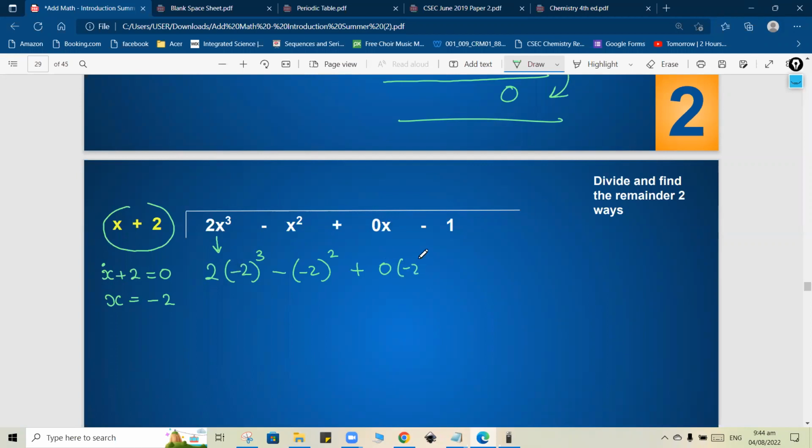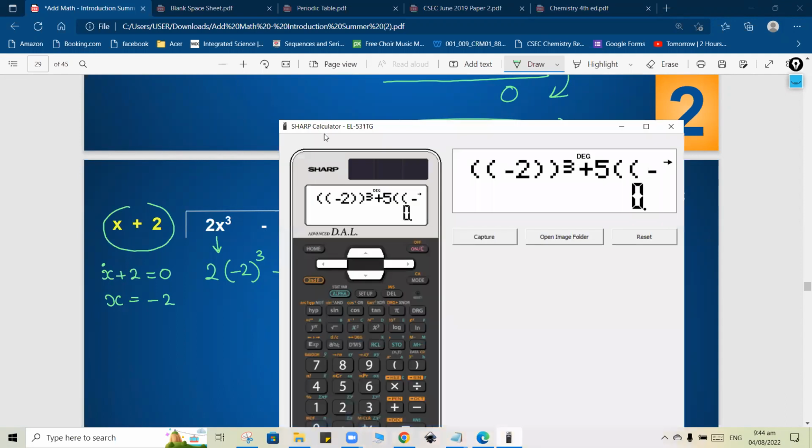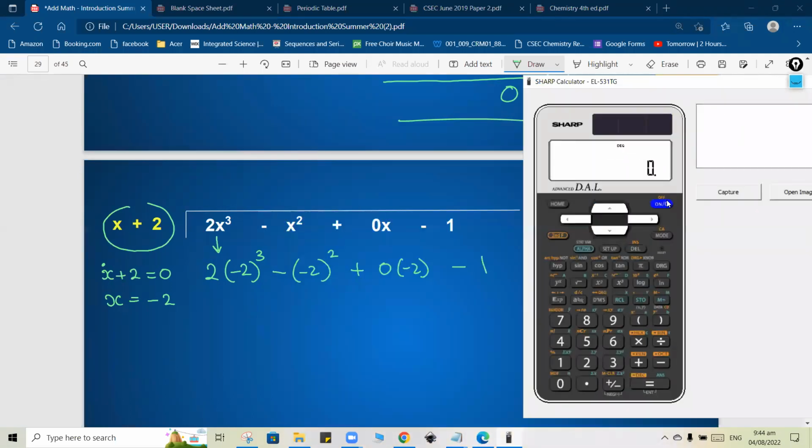Now the 0x really doesn't matter because anything times 0 is 0, but I'll still put it in. And when you're typing this on your calculator, you have to make real sure you type it in just like this. Some students have the habit of just leaving out brackets, not realizing how important it is. So open brackets, you have to use this minus sign, minus 2, close brackets, cube. This minus sign is in between, so you're using a regular boring minus sign. Opening my brackets now, I'm using the funny button here, minus 2, close brackets, squared.